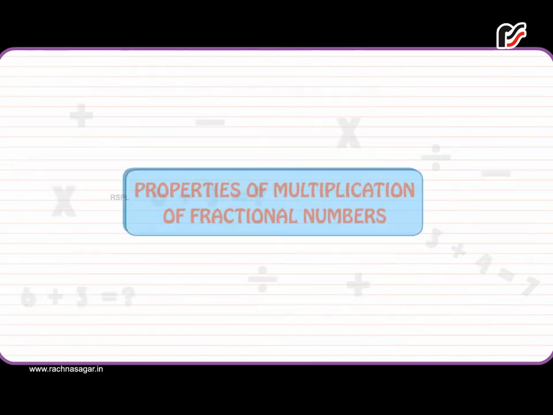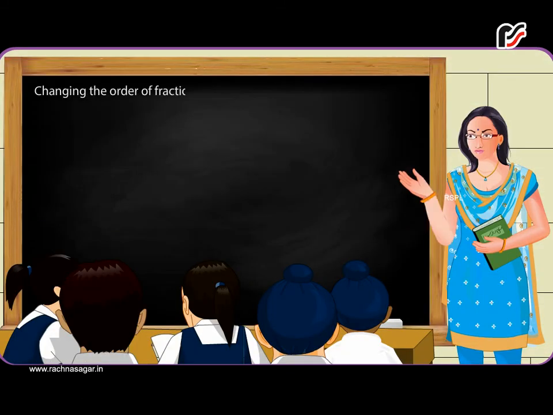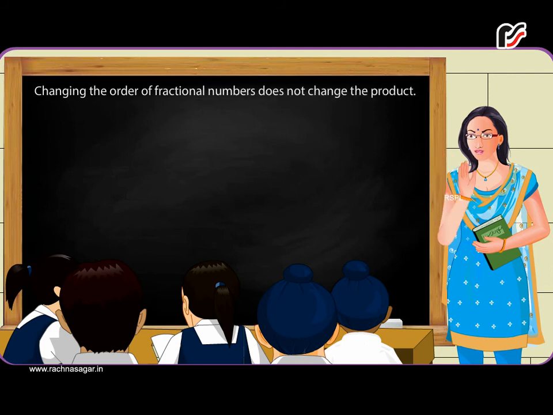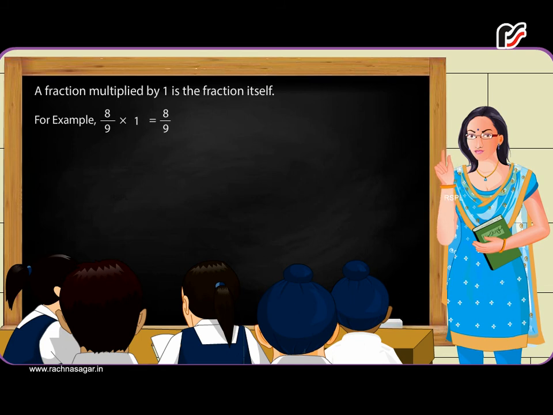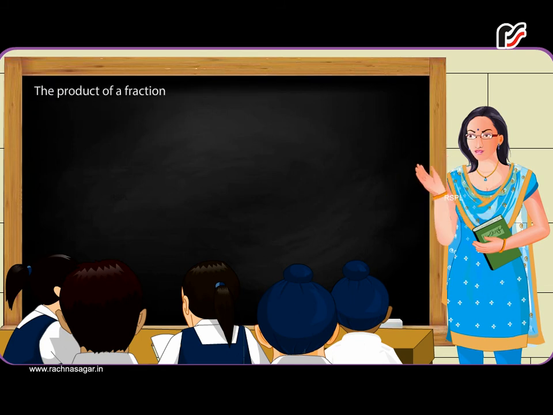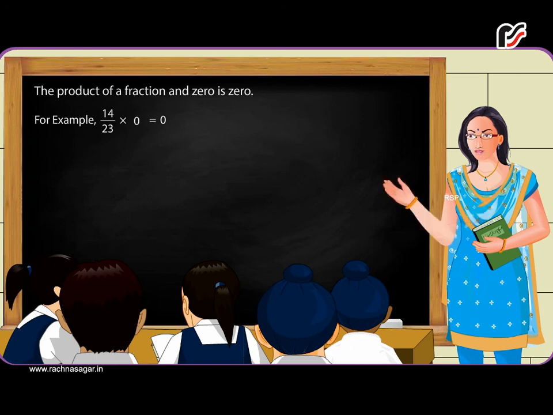Properties of multiplication of fractional numbers. Changing the order of fractional numbers does not change the product. For example, 2 by 3 multiplied by 7 by 5 is equal to 7 by 5 multiplied by 2 by 3. A fraction multiplied by 1 is the fraction itself. For example, 8 by 9 multiplied by 1 is equal to 8 by 9. The product of a fraction and 0 is 0. For example, 14 by 23 multiplied by 0 is equal to 0.